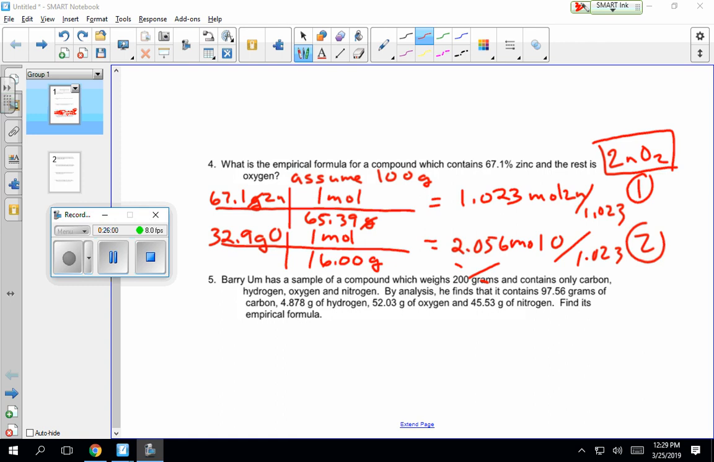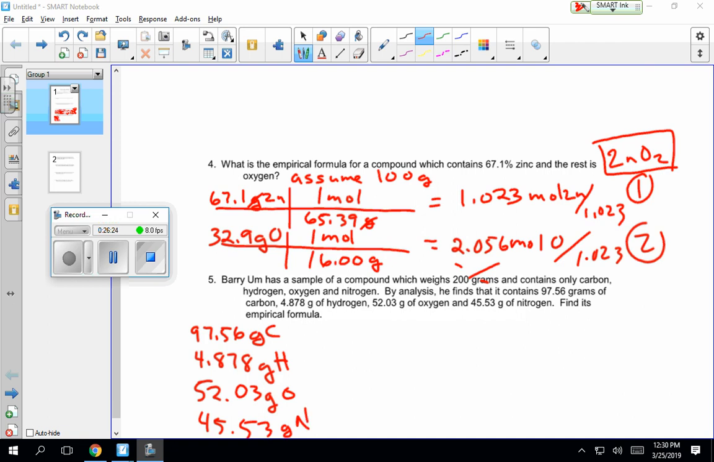Okay. All right. So we start off with 97.56 grams of carbon, 4.878 grams of hydrogen, 52.03 grams of oxygen, and 45.53 grams of nitrogen. Okay, so let's do this. Zayla, how about you take care of carbon? Your goal is to tell us how many moles we have.